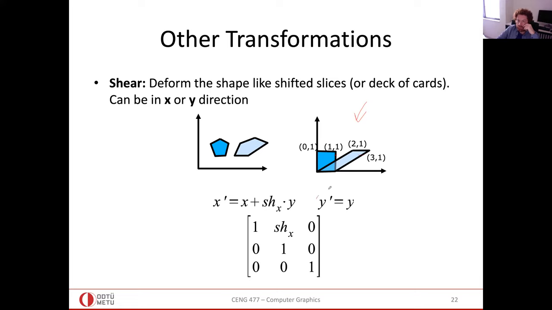So I will keep y prime equal to the original y. But the x component moves to the right. So I add something to my x component, and that addition depends on your current height. The higher you are, the more x delta you will add to your x. So that's why you have this shearing coefficient, and you don't just apply it as is. You apply it by pairing it with the y coordinate.